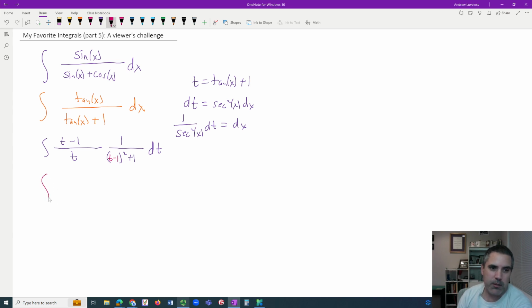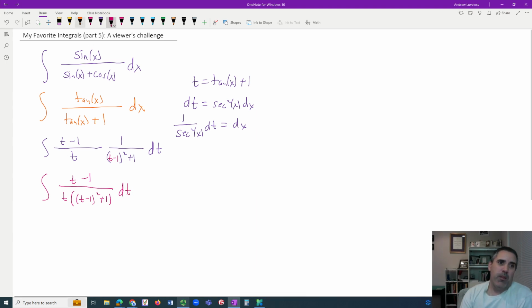So to me, at this point, we have it. Meaning it looks like a partial fraction. In fact, it's already in a form where we could use it. Yeah, that's an irreducible quadratic. So at this point, I would just start doing partial fractions.